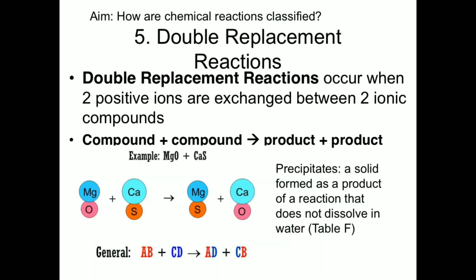The other type of reaction we are going to look at today is called the double replacement reaction. In a double replacement reaction, the two positive ions of two different compounds are exchanged. So here, in this example of magnesium oxide and calcium sulfide, you can see that the magnesium and calcium switch places. Double replacement reactions often involve something called a precipitate. A precipitate is a solid product formed when a substance does not dissolve in water. You can find precipitates on reference table F.